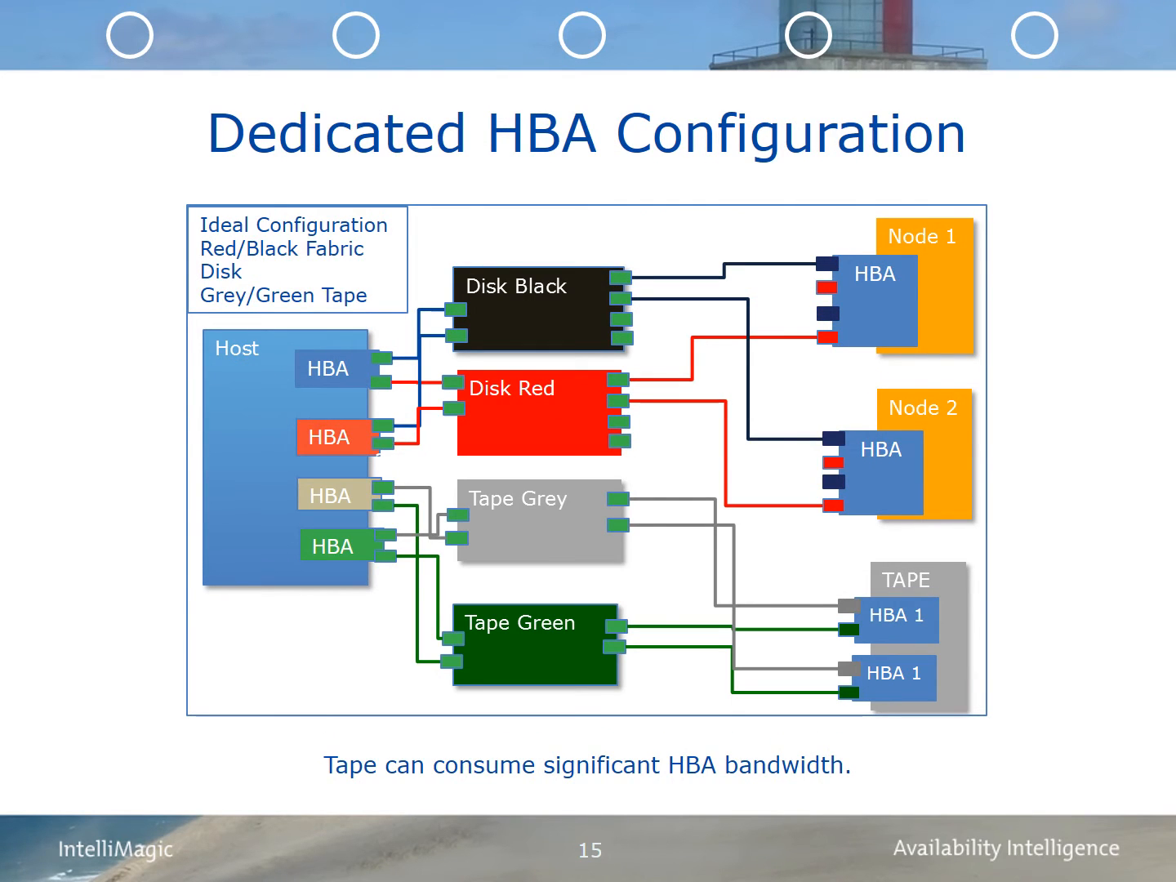This setup shows a dedicated HBA configuration consisting of 4 2-port HBAs that are each dedicated to either disk or tape. None of the HBAs or ports are shared between disk and tape. This represents a best practice configuration for managing disk and tape traffic, as it isolates the tape traffic to its own HBAs.